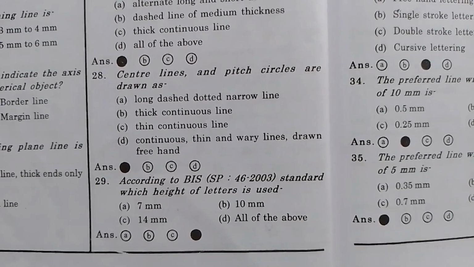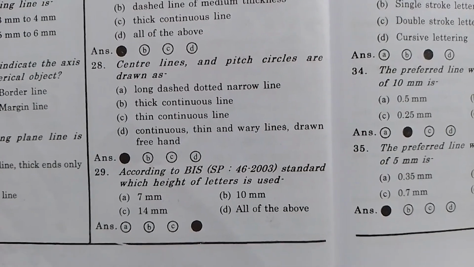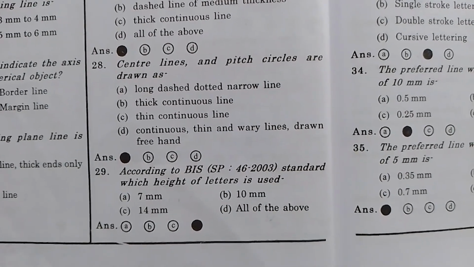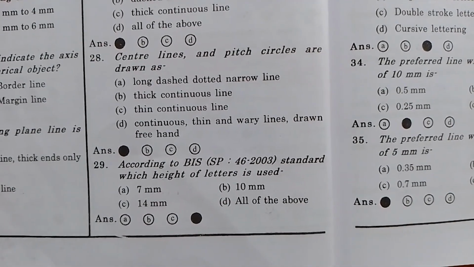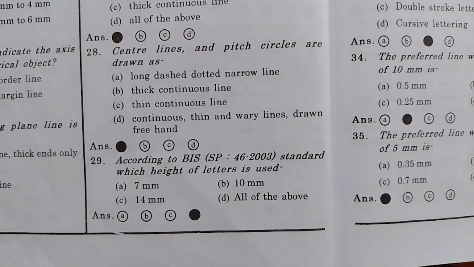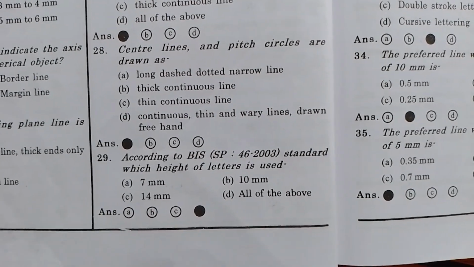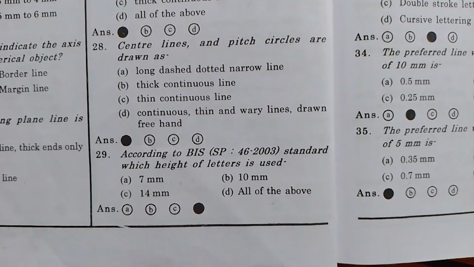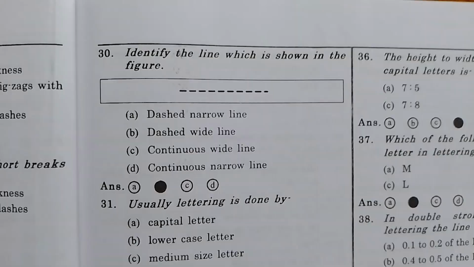Question number 29. According to BIS SP 46203 standard, which height of letter is used? In this standard, 7 mm, 10 mm and 14 mm, these all are used. These all heights are used in the standard. The option D is correct.